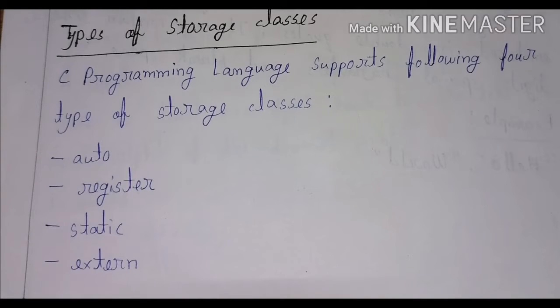So what are the types of storage classes in C programming language? C programming language supports the following 4 types of storage classes: auto, register, static and extern storage class.